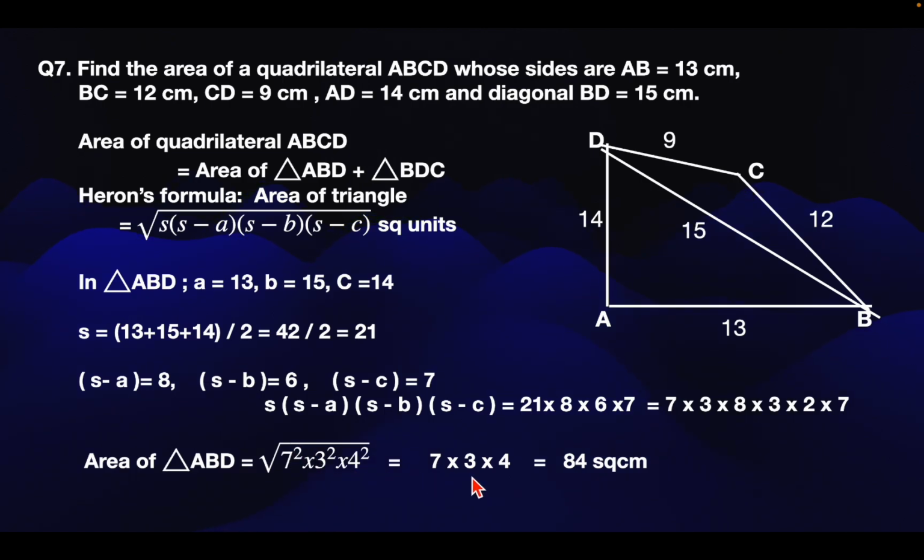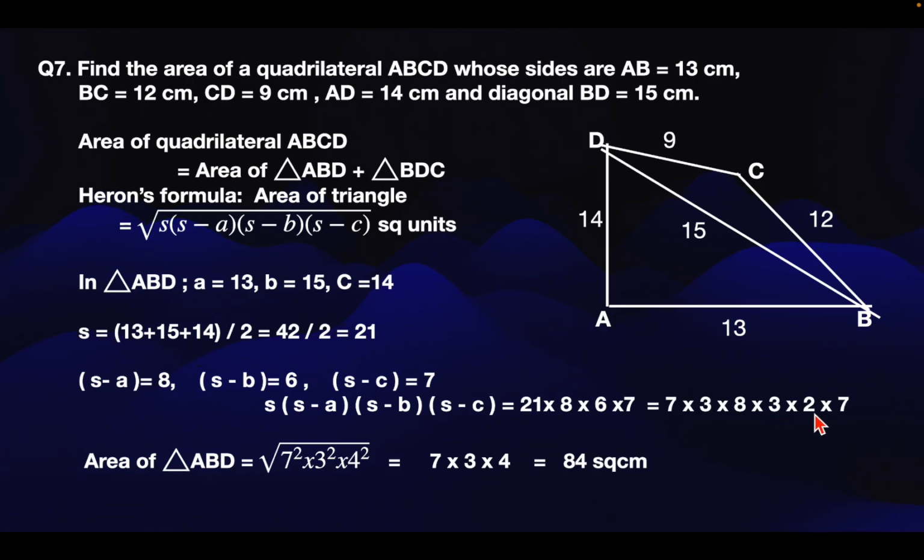This is equal to 7 into 3 into 4. That is 84 square centimeter. See here, in this expression, I have just factorized 21 as 7 into 3, left 8 as it is, and 6 I have written as 3 into 2. So you get 7 square, you get 3 square.